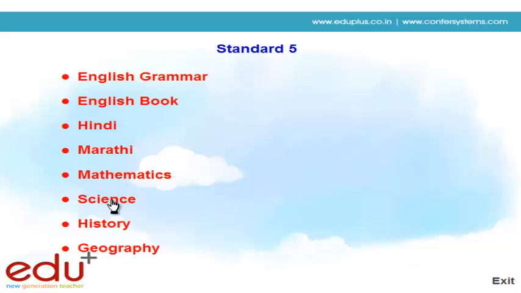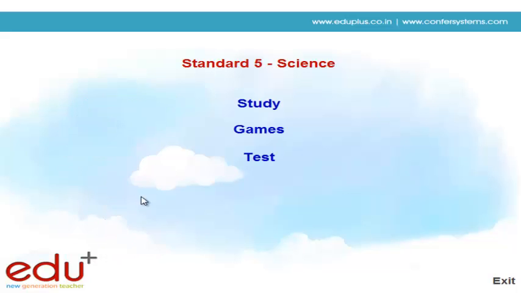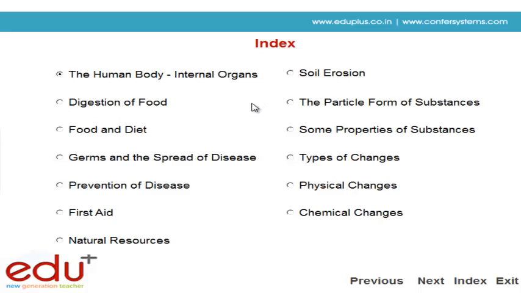After finishing mathematics, we see the next chapter, science. In the science, there are 3 sections given, such as study, games, and test. Friends, first we see the study section. In the study, all chapters are given. Also, here we are covering whole textbooks of the science subject.